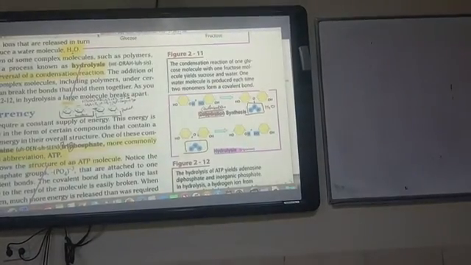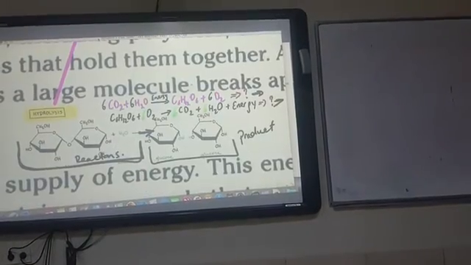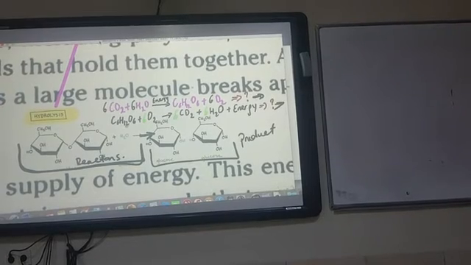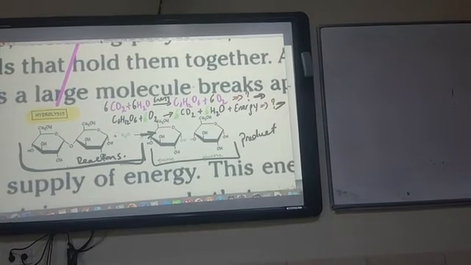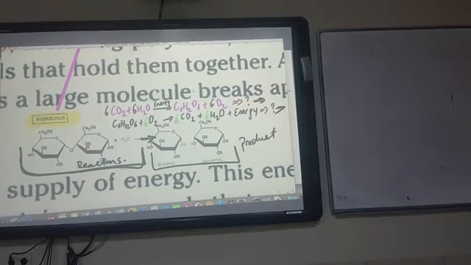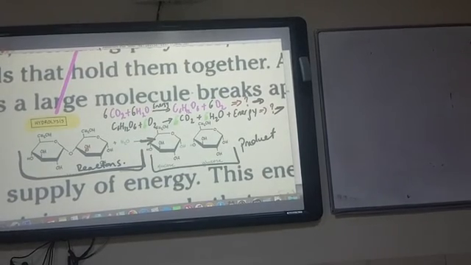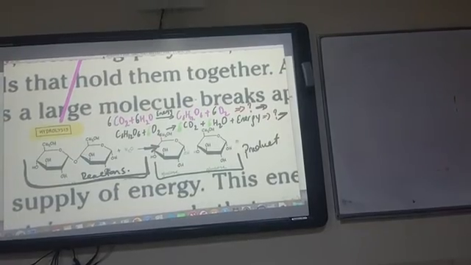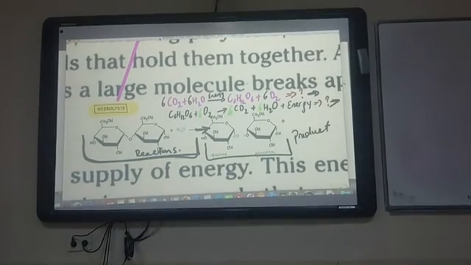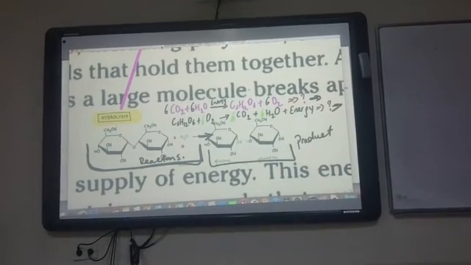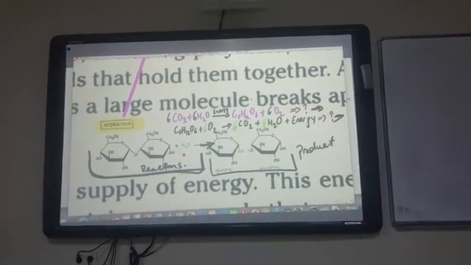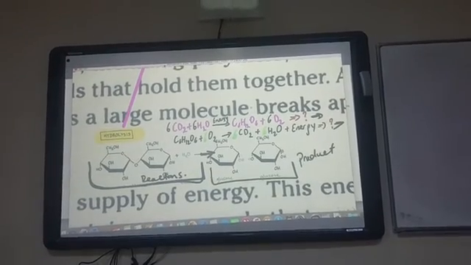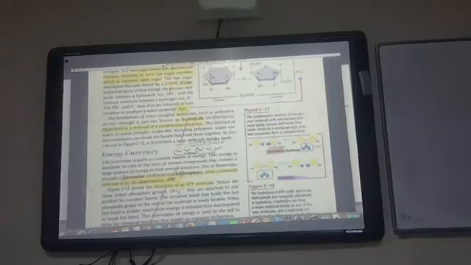For condensation or hydrolysis, you should follow the water. If water is in the reactant part, this is hydrolysis. If water is in the product side, condensation. If water is in the reactant, hydrolysis. If water is in the product, condensation.